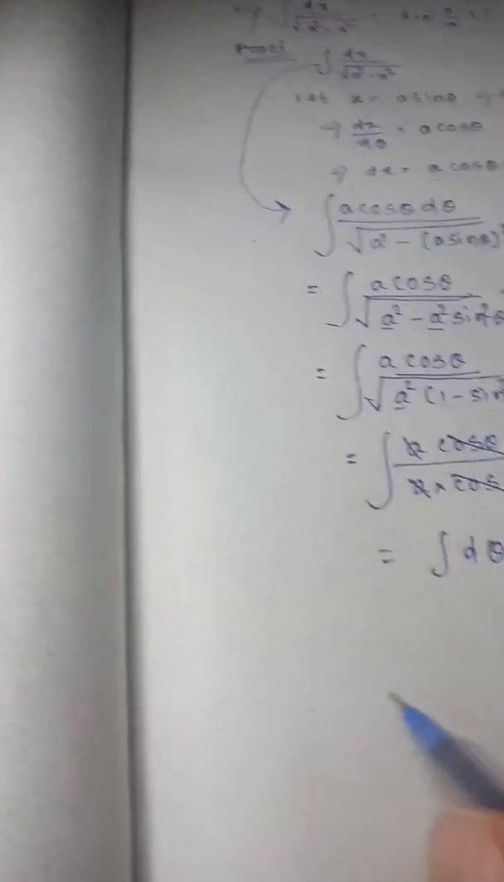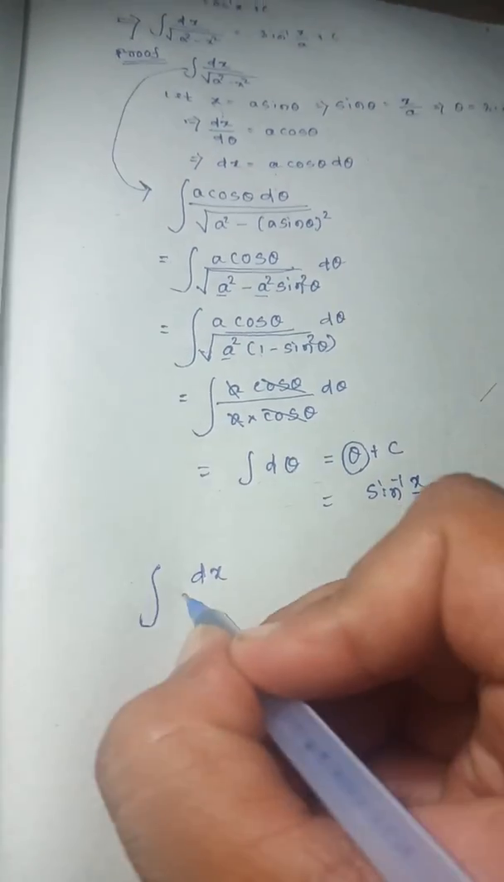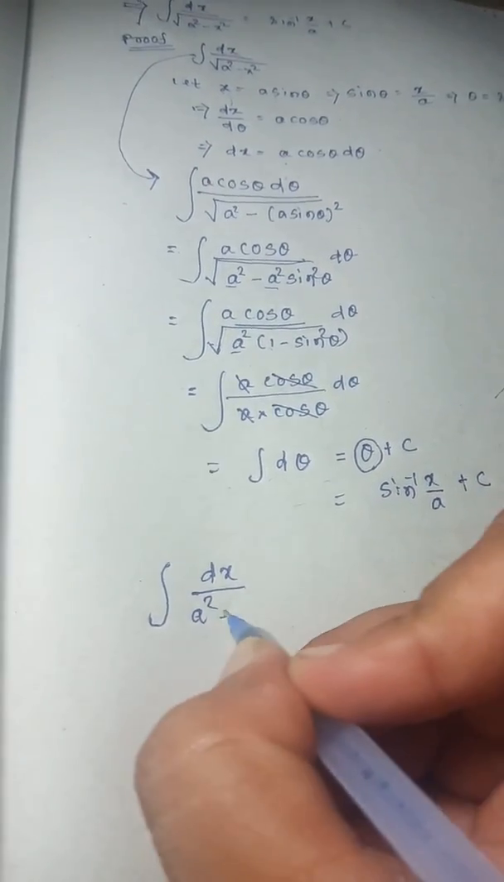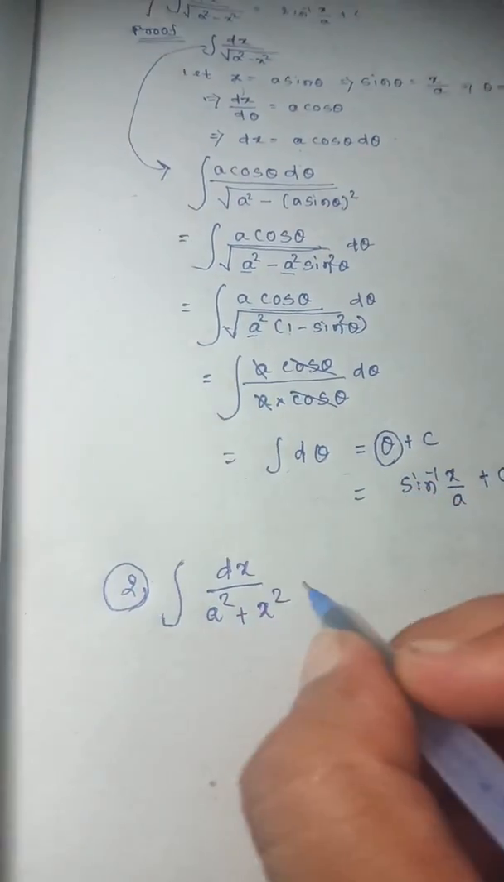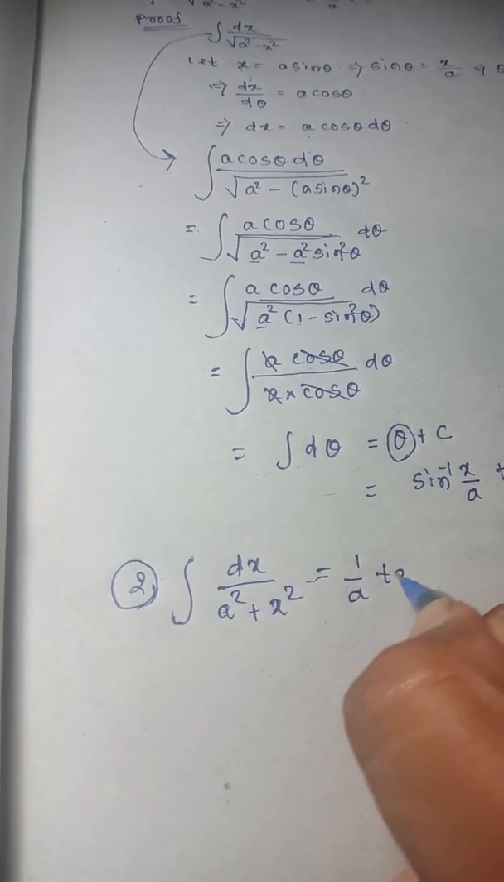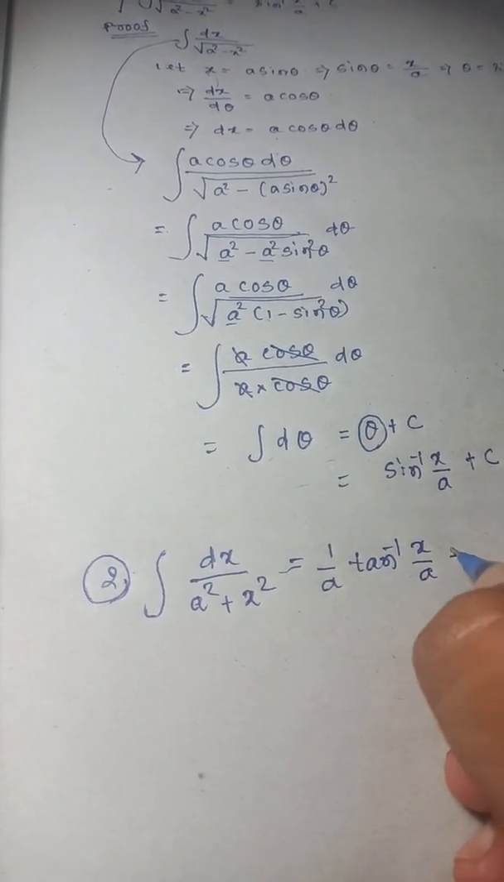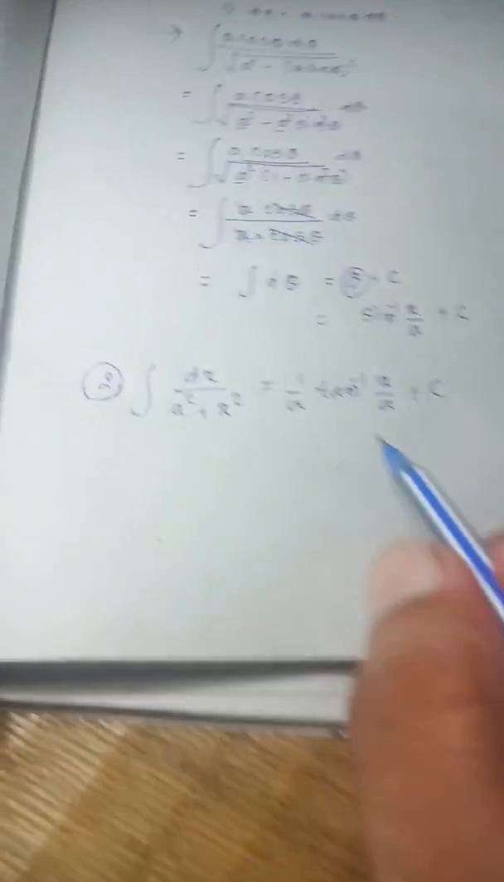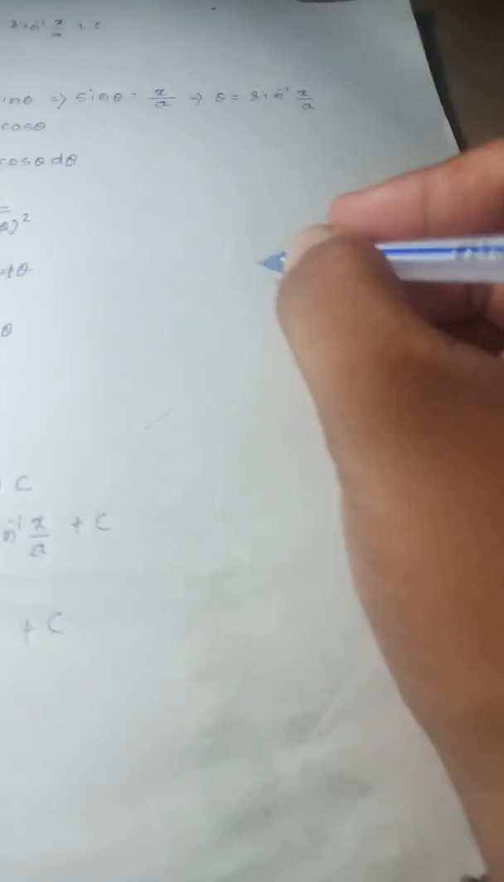The next theorem, which I am taking as theorem 2, is that integration of dx by a square plus x square is equal to 1 by a tan inverse x by a plus c. So I am here to prove this. So just remember three formulas that I am writing here.